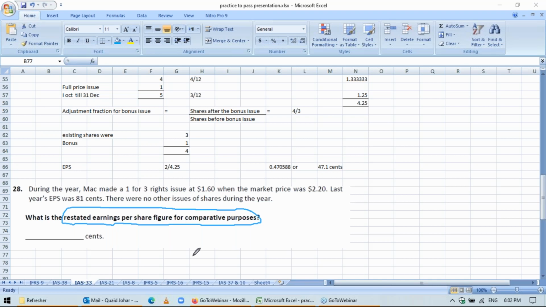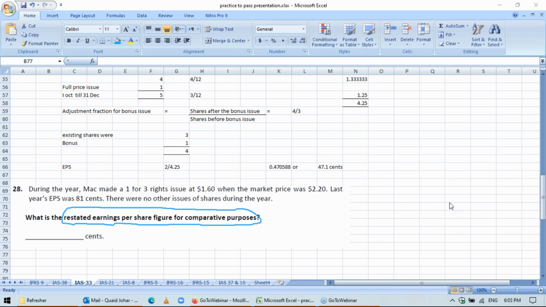We have already quoted and made the EPS public in the past year. So that's why the word restated has been used. Restated means that we are restating it. We are stating it again. So let's calculate the previous year's EPS now.